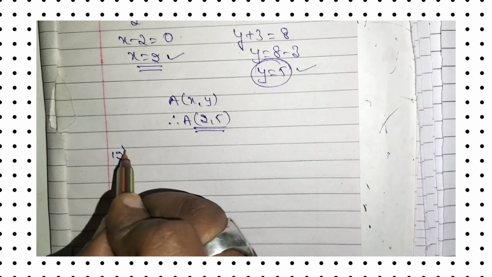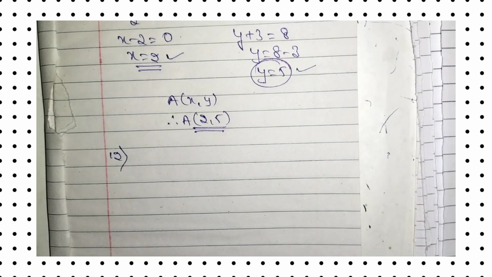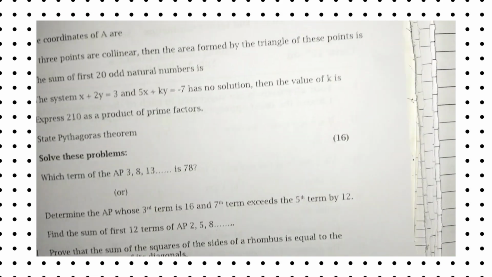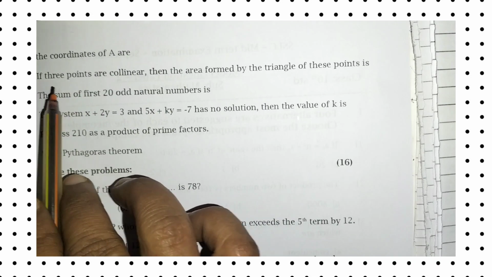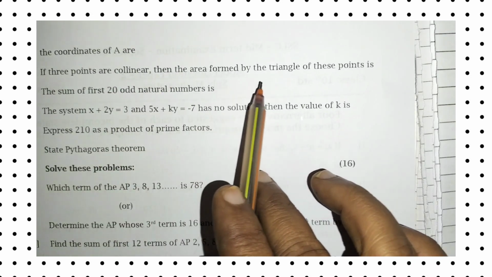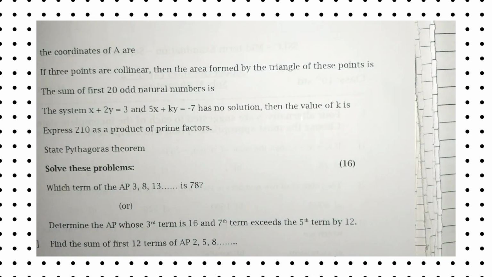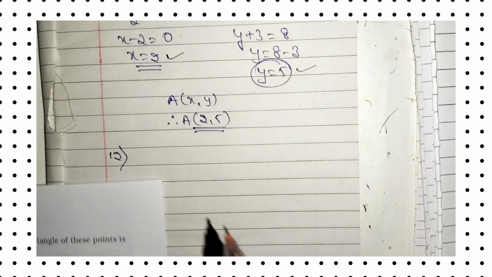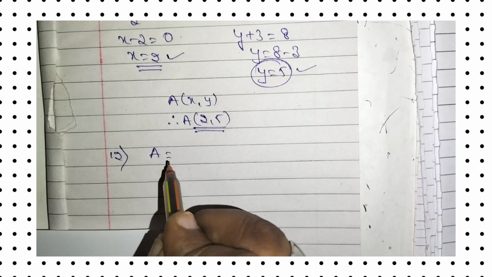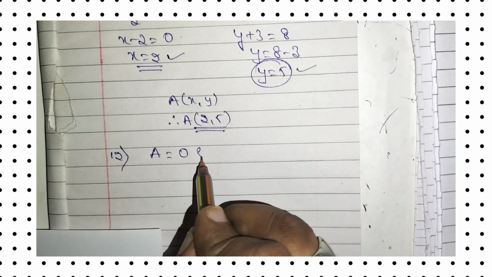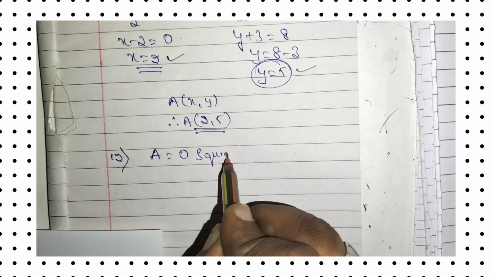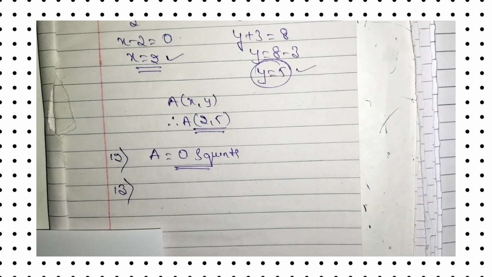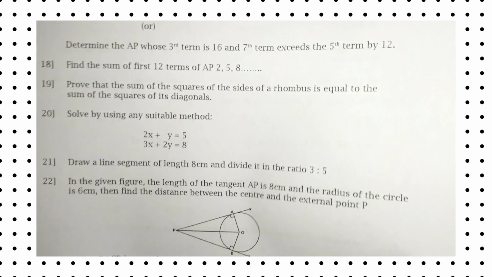Now let us move to question number 12. If three points are collinear, then the area of the triangle formed by these points is, since the three points are collinear, the area is equal to 0 square units. Area will be 0.